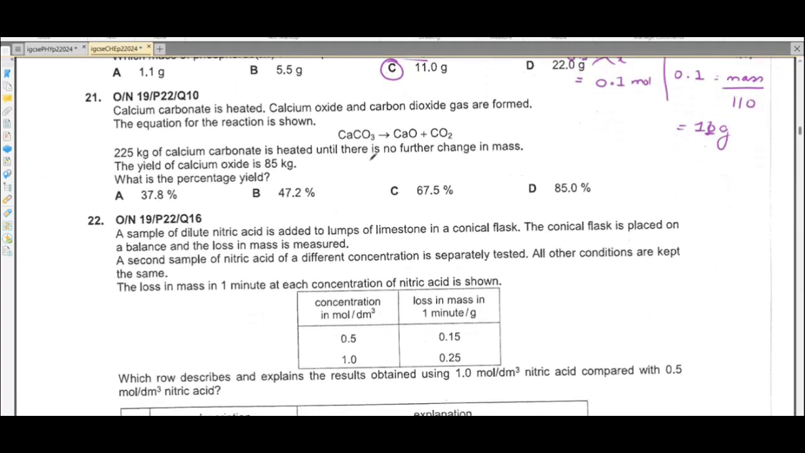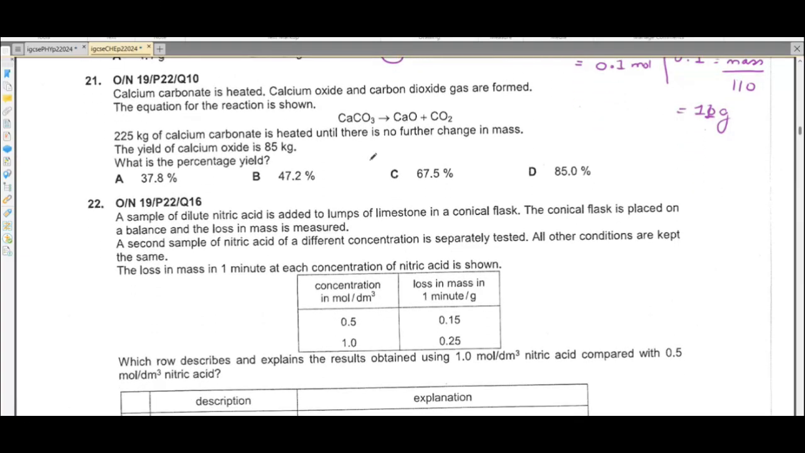Moving on to question number 21. Calcium carbonate is heated. Calcium oxide and carbon dioxide gases are formed. The equation for the reaction is shown. 225 kg of calcium carbonate is heated until there is no further change in mass. Like all of it must have been used in the reaction. The yield of calcium oxide is 85 kg. What is the percentage yield?